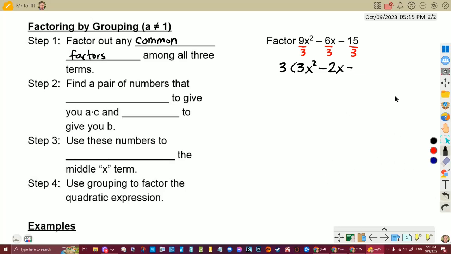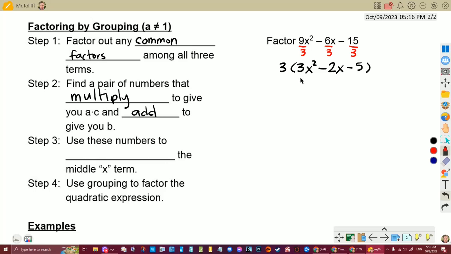That's a little messy. Let me rewrite that. So now the trinomial we're focused on, 3x squared minus 2x minus 5, is a little less intimidating. The numbers are smaller and easier to work with. The next step is to find a pair of numbers that multiply to give you a times c, and add to give you b.